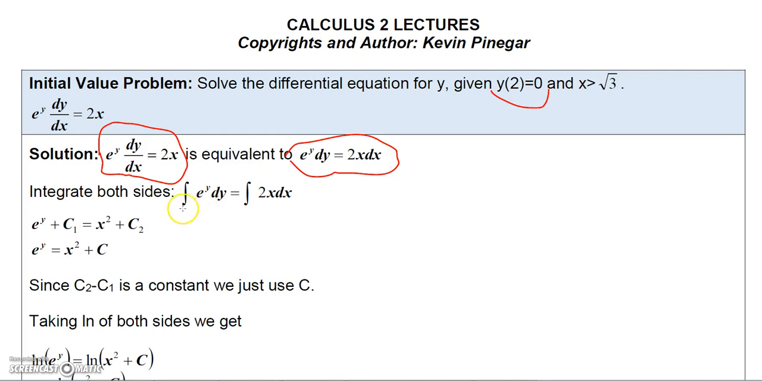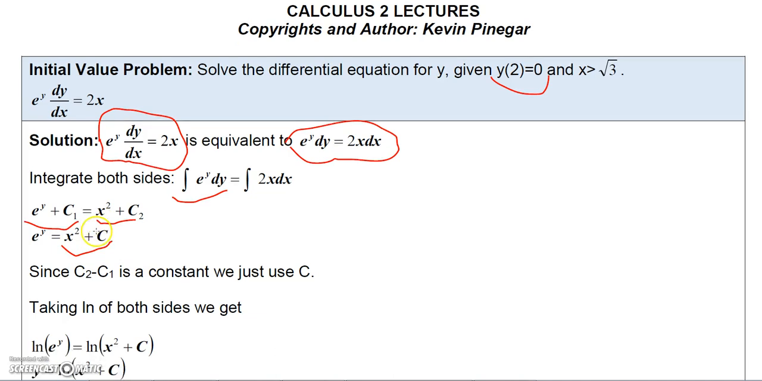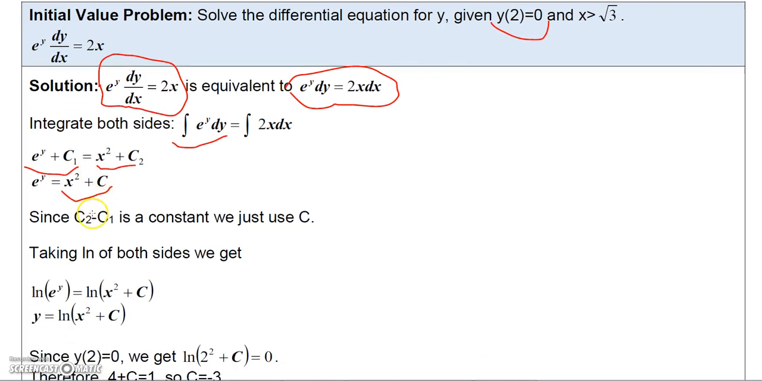And then you can integrate both sides of that equation. So if you integrate the left side, you get e to the y plus a constant. And then if you integrate the right side, you get x squared plus a constant. And so you get e to the y equals x squared plus some constant. So I'm really not worried about the C2. You might say, okay, didn't you take C1 away from C2, so shouldn't you have C2 minus C1? It really doesn't matter, because regardless, that's just going to give me a constant over here on the right. Okay, so I have e to the y equals x squared plus c.